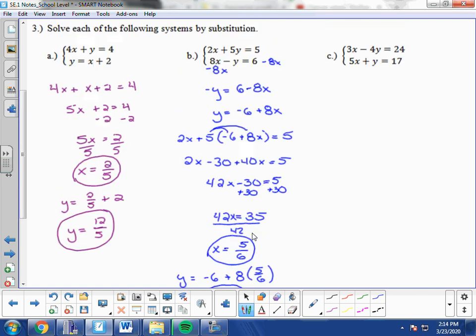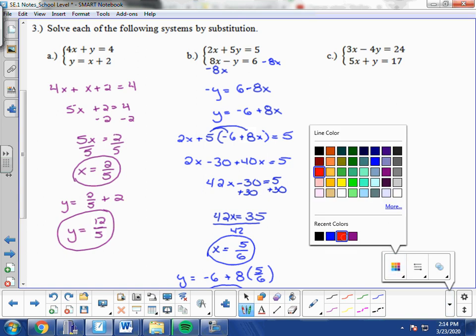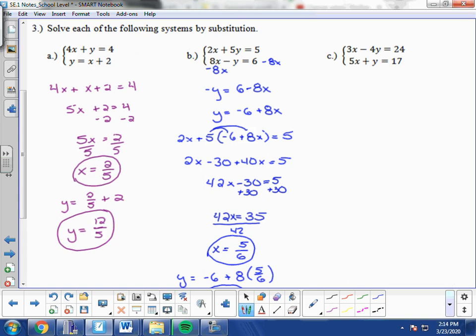Go ahead and see if you can pause the video and do C. So solve C using the substitution method. Hopefully you got an answer there for C. If you got x equals 4 and y equals negative 3, then you did this correctly. So let's go ahead and let's see how we got there.